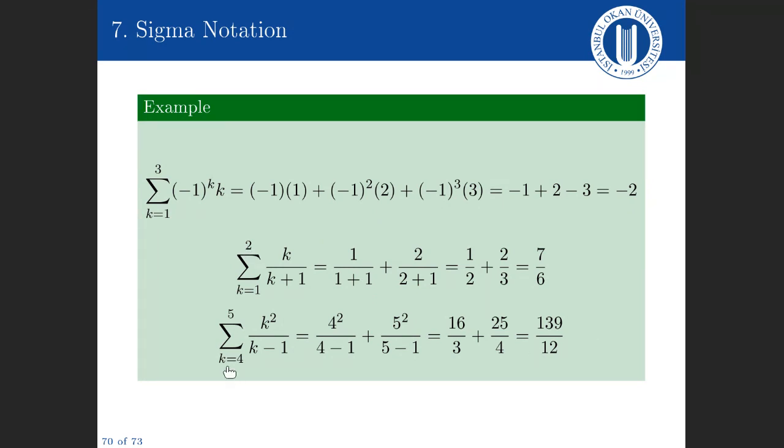We don't have to start at 1. So far I've been starting with k equal to 1, but we don't have to. We could start at any number we wanted. For example, the sum from k is equal to 4 to 5 of k squared over k minus 1 is 4 squared over 4 minus 1 plus 5 squared over 5 minus 1.